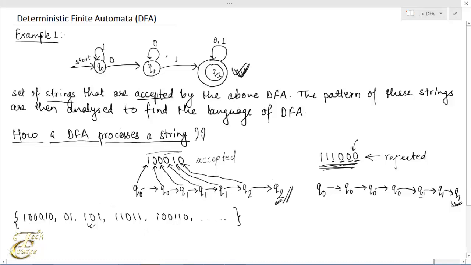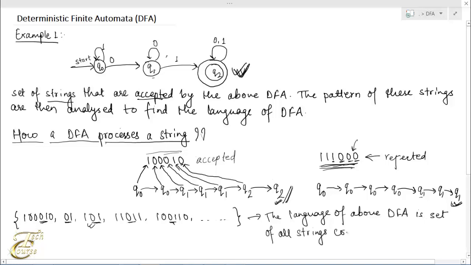Now, seeing all these strings, one thing is common in all of them: in every string the substring 01 is present. Here 01 exists, and in this string 01 exists. Similarly, in this string 01 exists, in this string also 01 exists, and in this string also the substring 01 exists. So we can say that the language of the above DFA is the set of all strings composed from the alphabet 0, 1 and having 01 as a substring.